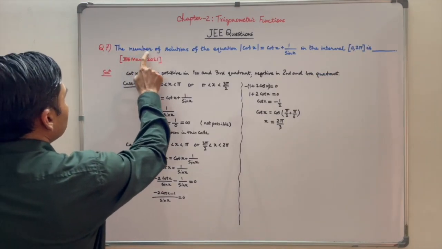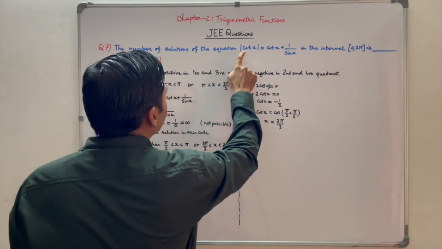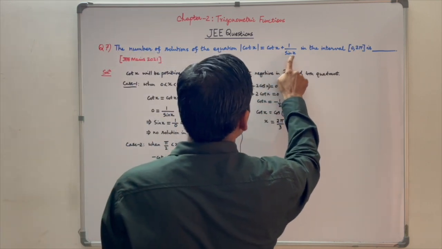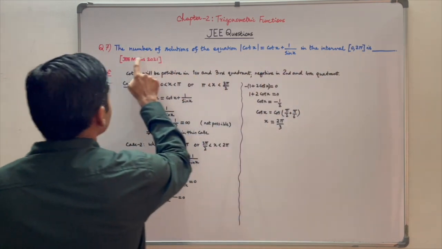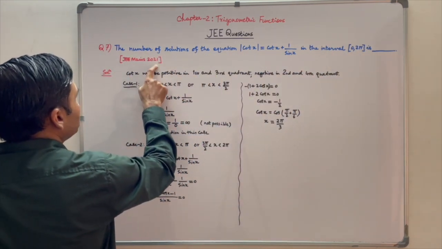Seventh question: the number of solutions of the equation |cot x| = cot x + 1/sin x in the interval 0 to 2π is. This question appeared in JEE Mains 2021.